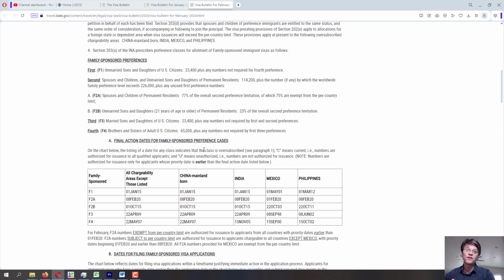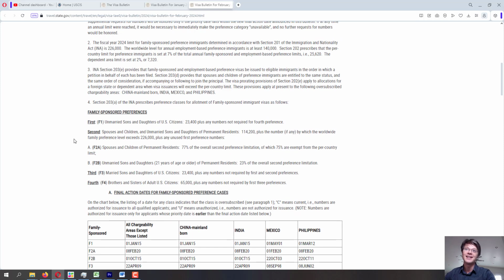If you are in one of the 4 family preference categories, and as you can see, there are 4 of them, well, technically 5, but we'll talk briefly in this video about these categories. So there's F1, unmarried sons and daughters of US citizens over 21. There's a second family preference category with 2 subcategories, F2A and F2B, that is pertaining specifically to permanent residents and their family members. There's a F3 category, which is for married sons and daughters of US citizens, and the 4th family preference category for brothers and sisters of adult US citizens.